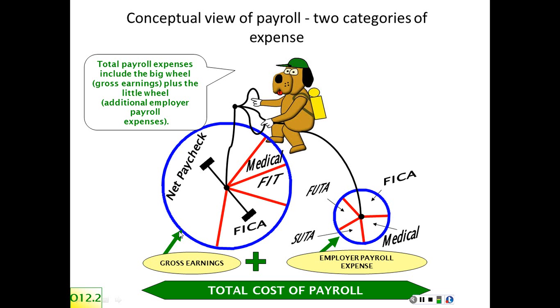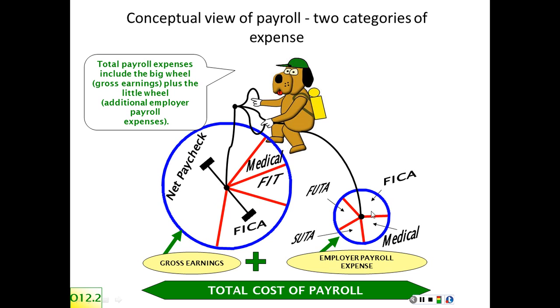These two blue wheels are debits to expense accounts. These red slices here, these are credits to liability accounts. This would go to a wages payable account initially, and then immediately would come out and be removed from that and paid in cash, and the credit would go to cash.